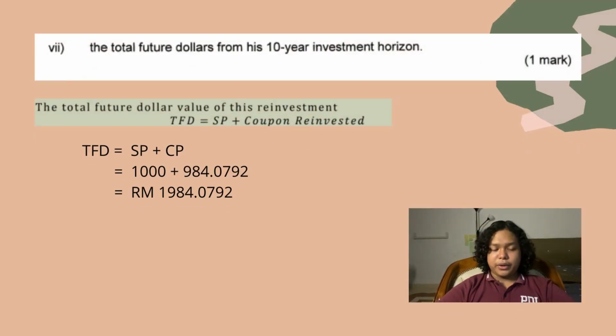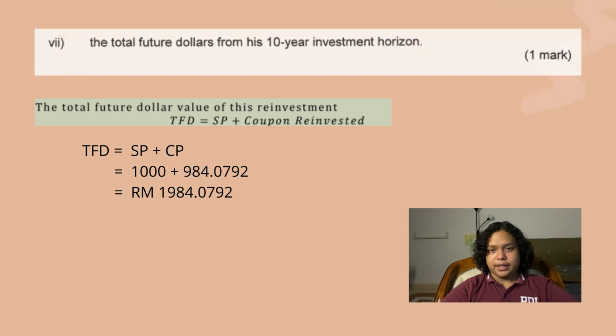Question number 7 requires us to calculate the total future dollars from his 10-year investment horizon. In order to get this, we have to use the total future dollar formula, which is SP plus coupon reinvested. The calculation would be 1,000 ringgit plus 984 ringgit and 7 cents, which we already calculated in the previous question, and the answer will be 1,984 ringgit and 7 cents.